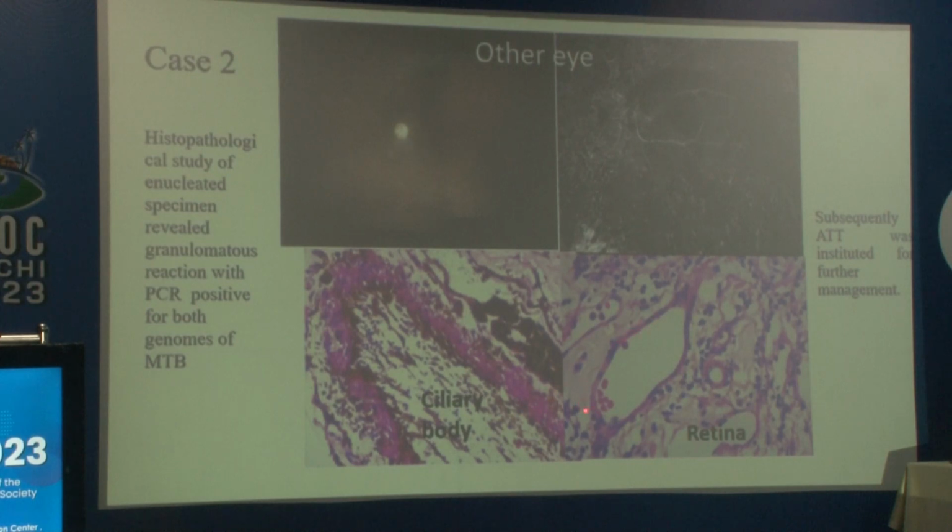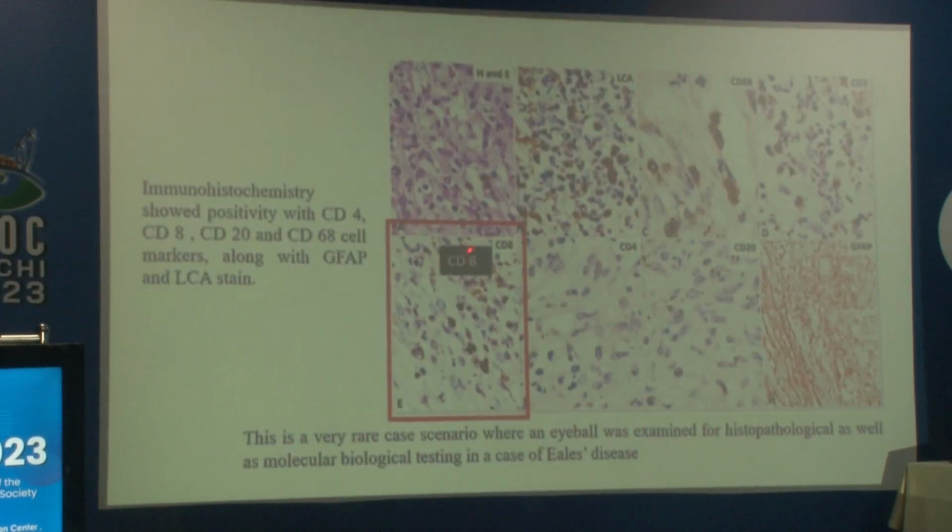And this is a case which had other eye features suggestive of Eales disease, and histopathology showed vascular channels surrounded by lymphocytic infiltration. Interestingly, these lymphocytes were positive for CD8 T suppressor cells and CD3.